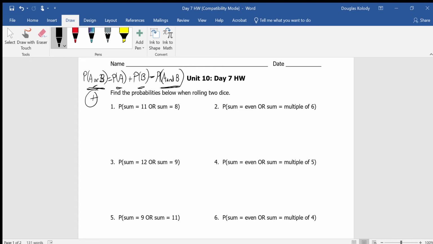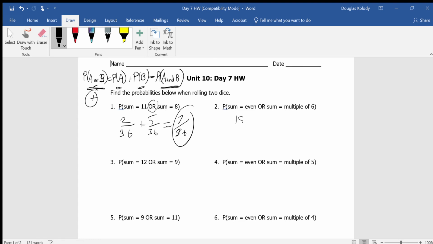So the probability that when you roll 2 dice, the sum is 11 or the sum is 8. Have your 2 dice chart handy. There are 2 ways out of 36 for the sum to be 11. Plus, or means plus. There are 5 ways out of 36 for the sum to be 8. And you cannot roll a sum of 11 and 8 at the same time, so there is no overlap. So you just add and get 7 over 36. Done with number 1.